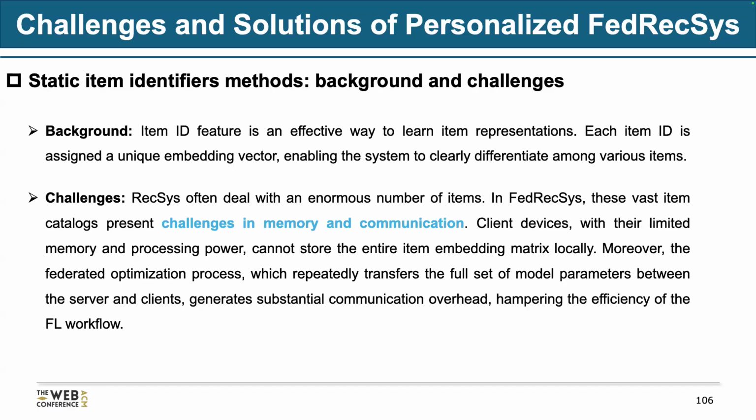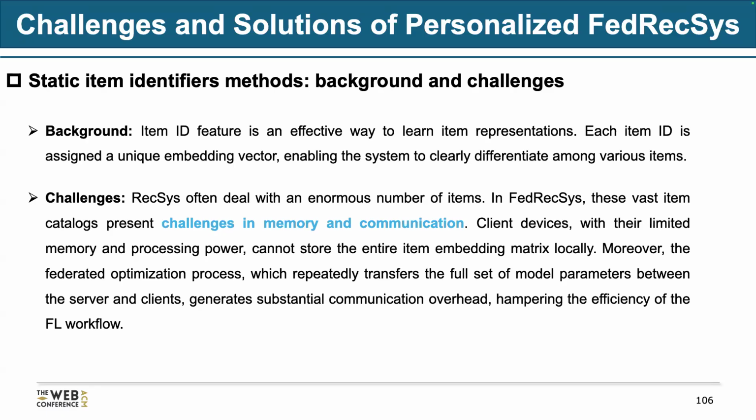For the background, in recommendation models, learning user and item representations is vital for personalized recommendations. An effective way to learn item representations is by using item ID features. Each item ID is assigned a unique embedding vector, enabling the system to clearly differentiate among various items. This ID-based method is excellent at capturing an item's distinct identity, which has been a key part of many modern RecSys architectures.